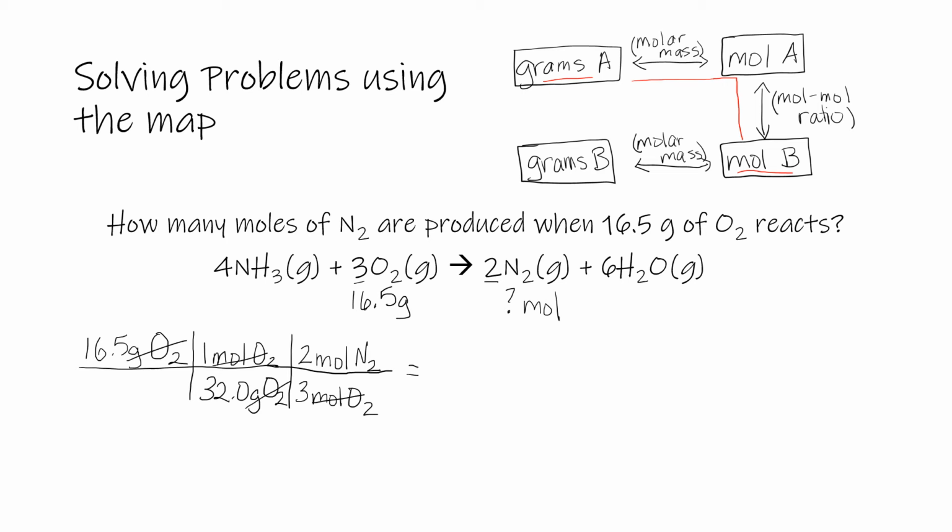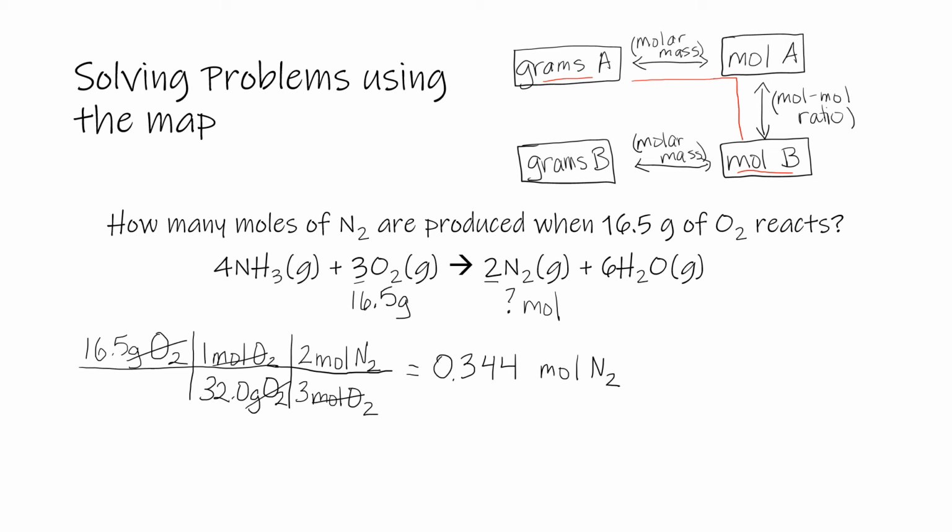And so now we can plug that into our calculator. 16.5 times 2 divided by the product of 32 and 3. So rounding to 3 significant figures, our answer is 0.344 moles of nitrogen.